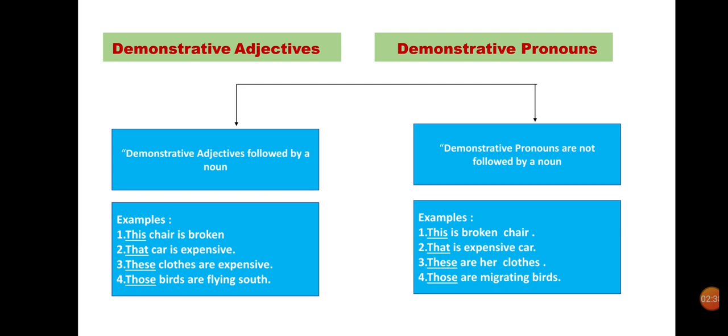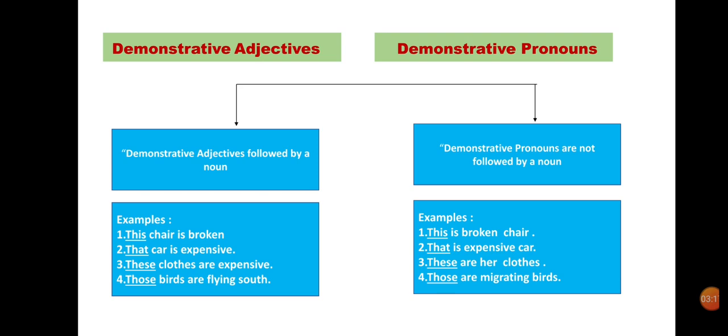But there is a difference between demonstrative adjectives and demonstrative pronouns, depending on where they are placed in the sentence. Let us see. Demonstrative adjectives are followed by a noun. It means the noun comes after the demonstrative adjective. There should always be a noun after a demonstrative adjective. Whereas demonstrative pronouns are not followed by a noun. Here, if you see the examples, you will get a clear idea.